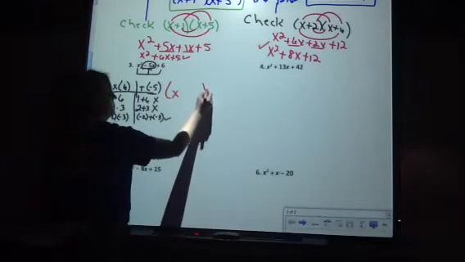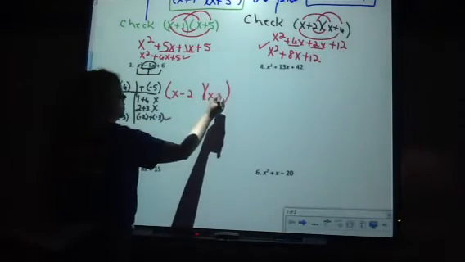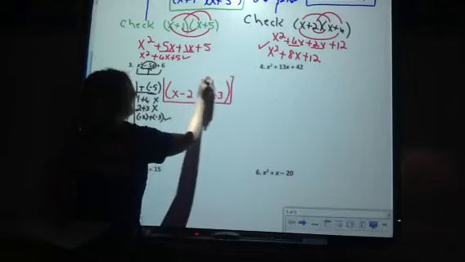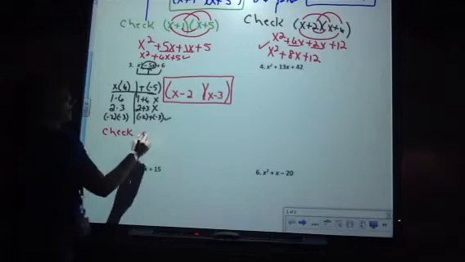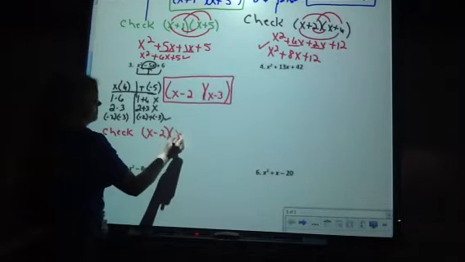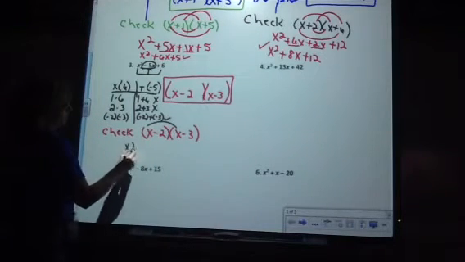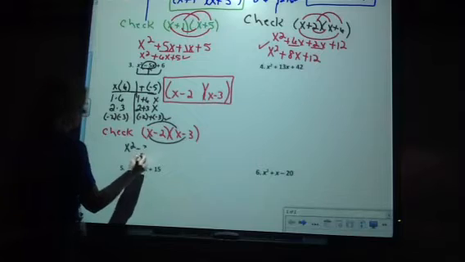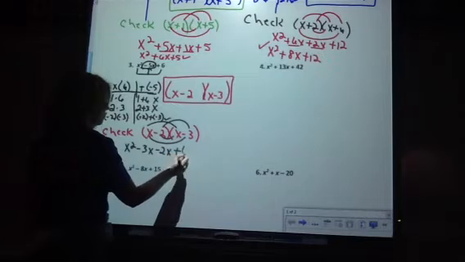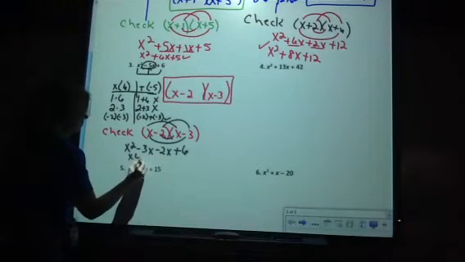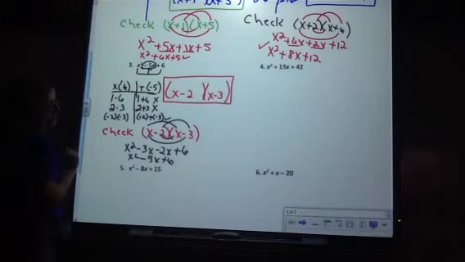So I have x, and I have x. Negative 2, negative 3. So that's minus 2, minus 3. There's my answer. I always want you to check so you know 100% you're right. So if we FOIL, and I get my x squared minus 5x plus 6.